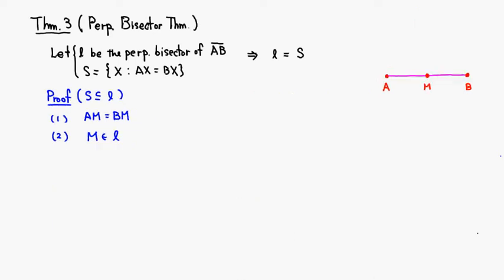Alright, so let's do the other containment. We want to show that S is a subset of the perpendicular bisector L. AM equals BM, since M is the midpoint of AB, so it's given. And the perpendicular bisector goes through M. So these are just the givens.